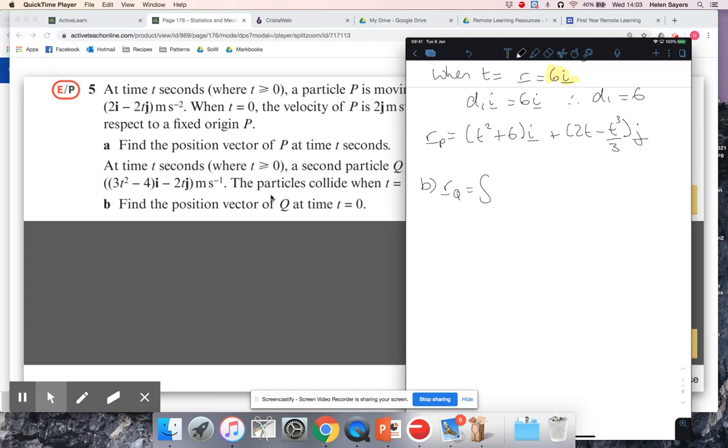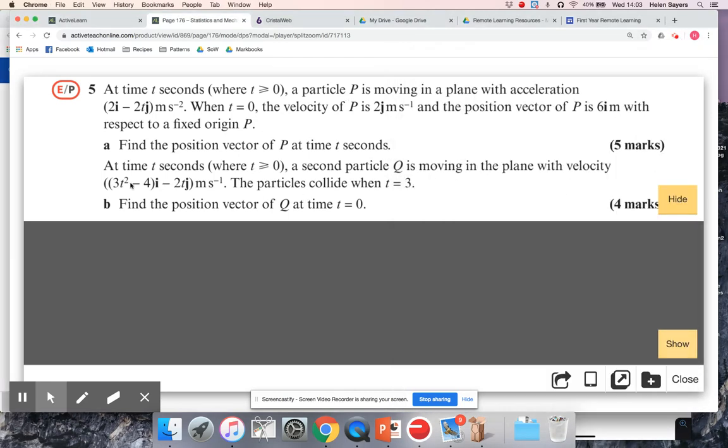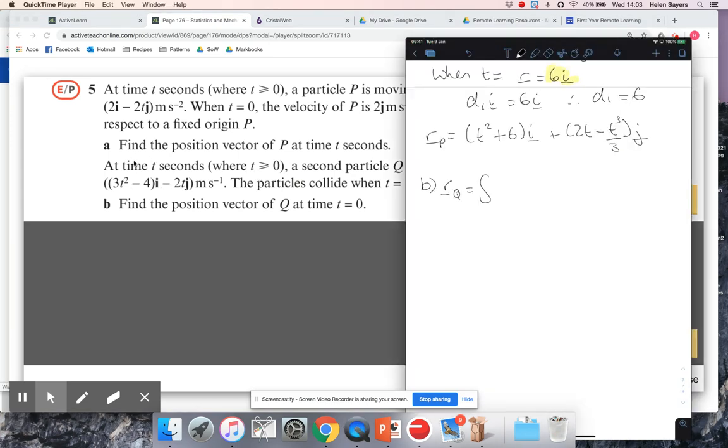So the position vector is going to be the integral of the velocity. So I'm going to integrate this vector to find the position of q. So let's write that out. So 3t squared minus 4 minus 2tj. That's what I'm going to integrate. Okay, so I'll tell you what, I lay this one out slightly differently when I'm finding C. Okay, so just in case you're a bit unsure about how I did A, let's see if this might make a little bit more sense. It's just a matter of preference.